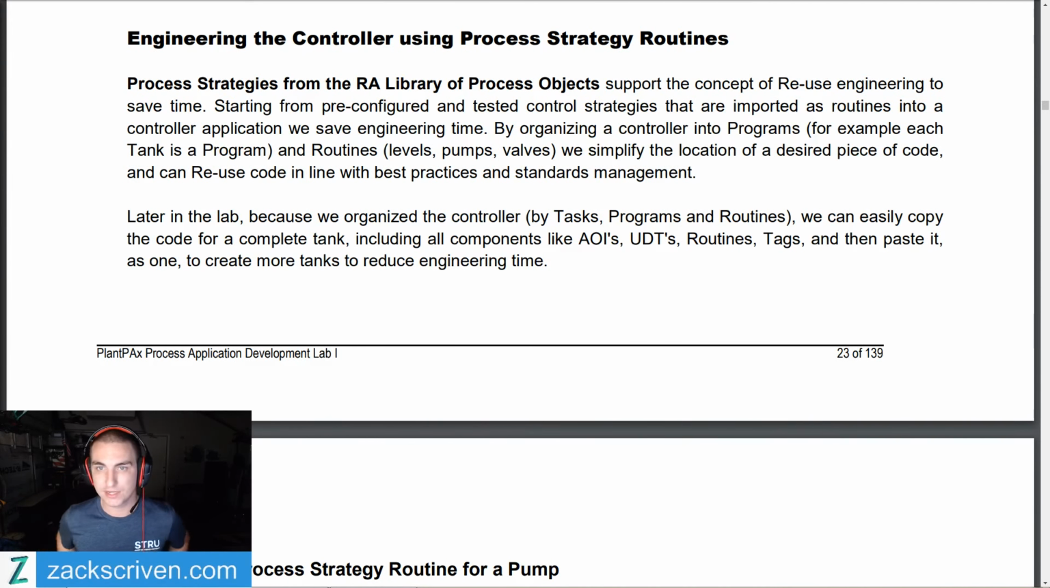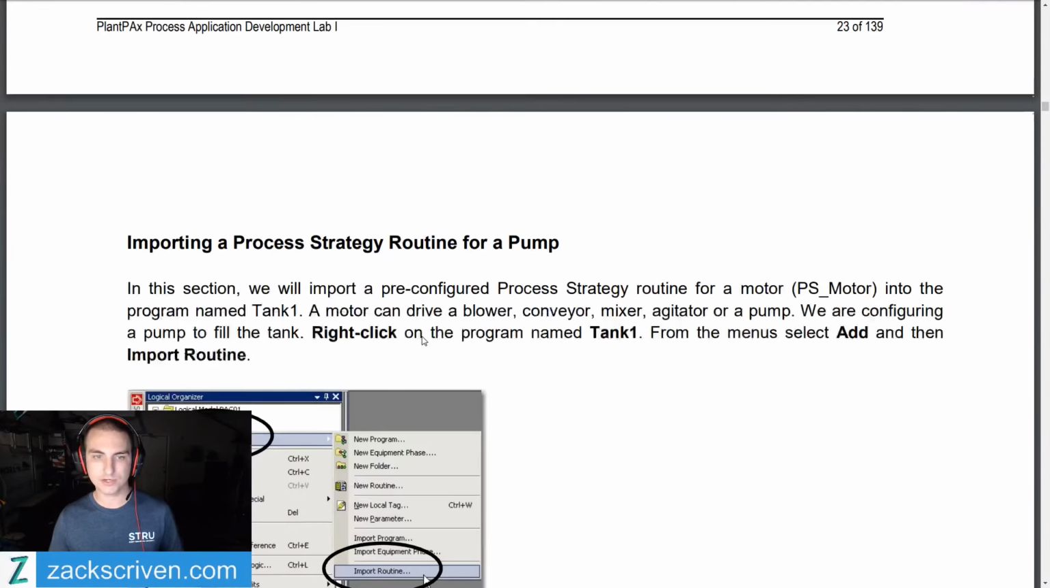Starting from pre-configured and tested control strategies that are imported as routines into each controller application, we save engineering time. By organizing a controller into programs, for example, each tank is a program, with routines for levels, pumps, and valves, we simplify the location of a desired piece of code and can reuse code in line with best practices and standards management. Later in the lab, because we organize the controller by tasks, programs, and routines, we can easily copy the code for a completed tank, including all components like AOIs, UDTs, routines, and tags, and then paste it as one to create more tanks to reduce engineering time.